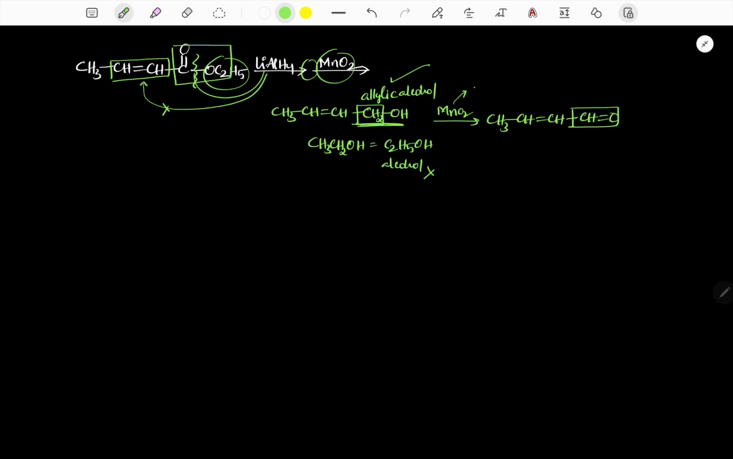MnO2 oxidizes only allylic and benzylic alcohols to the corresponding aldehydes and ketones.